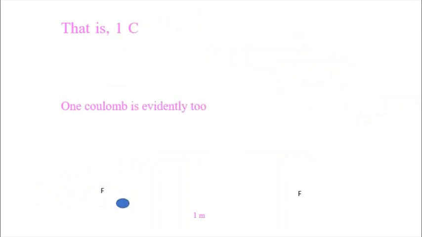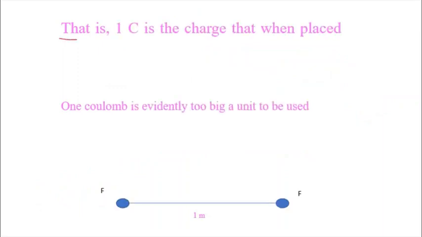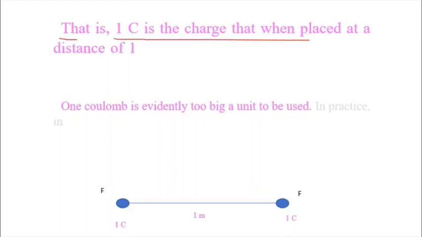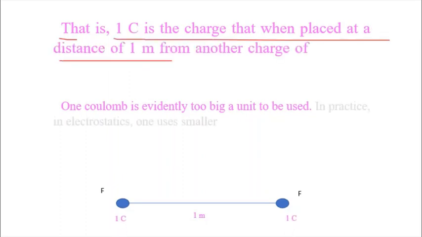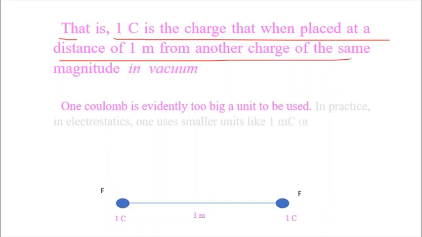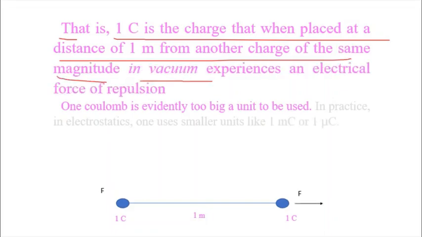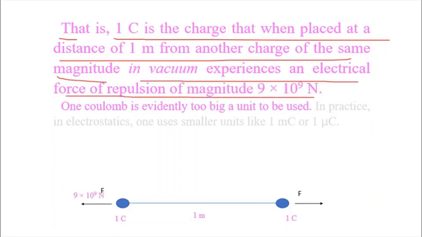So we can define 1 coulomb of charge. 1 coulomb is the charge that when placed at a distance of 1 meter from another charge of the same magnitude in vacuum experiences an electric force of repulsion of magnitude 9 into 10 raised to 9 Newton. So two charges, 1 coulomb and 1 coulomb, separated by a distance of 1 meter, the force between these two charges is 9 into 10 raised to 9 Newton. In this way, we can define 1 coulomb.